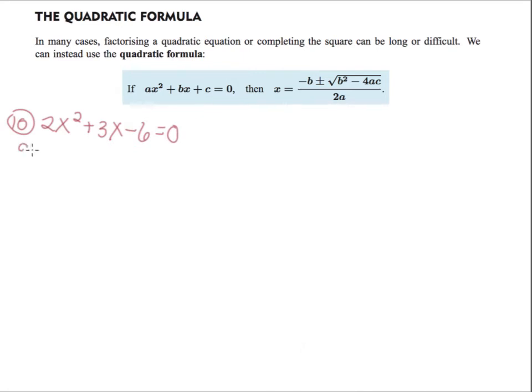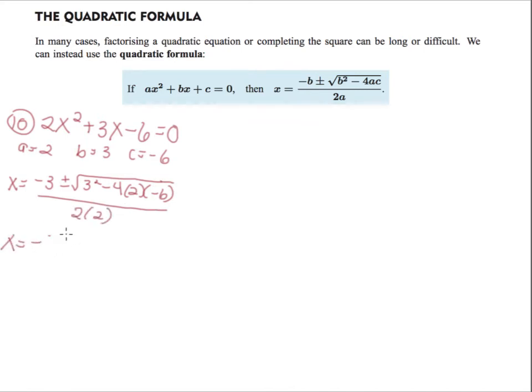Example number 10. Here in this problem, a is 2, b is 3, c is negative 6. Again, x is equal to the opposite of b plus or minus the square root of b squared minus 4 times a times c, divided by 2 times a.